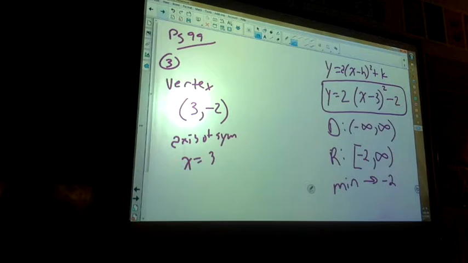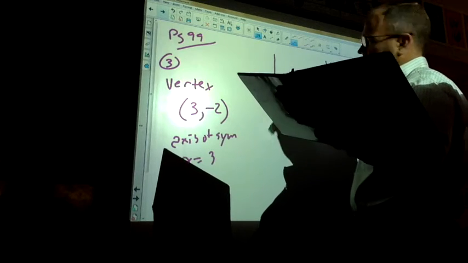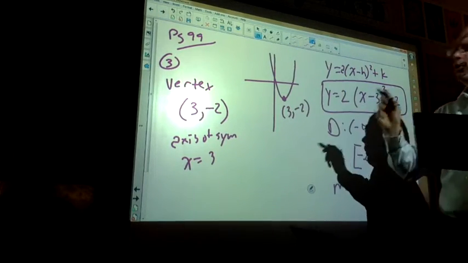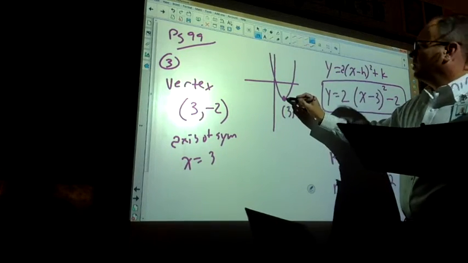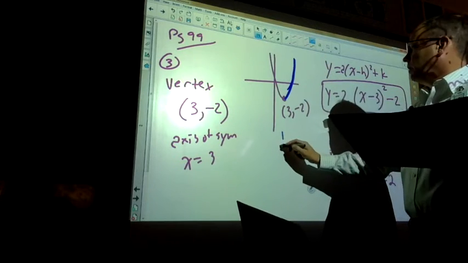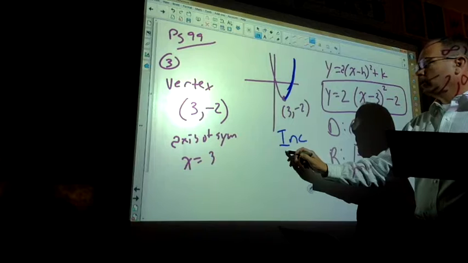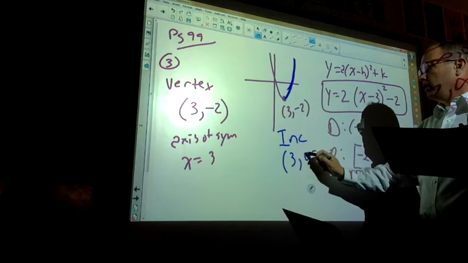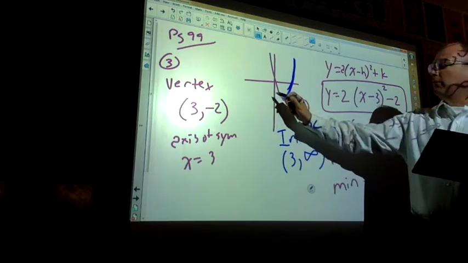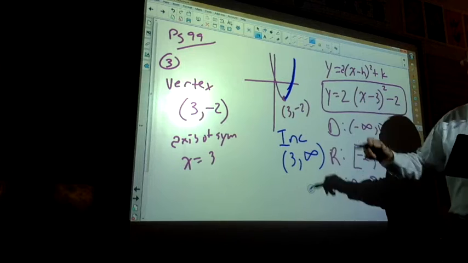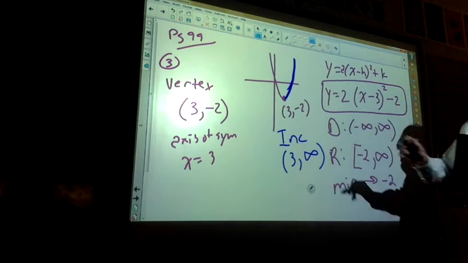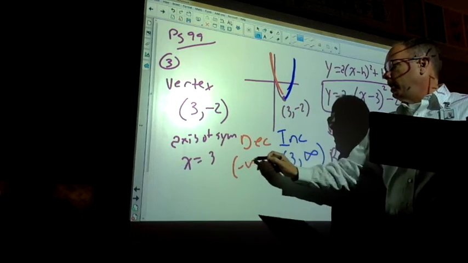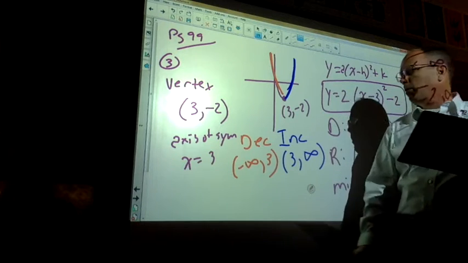Okay. The interval where it's increasing. So let me just draw a rough sketch of this up here. We know this point right here is (3, -2). So where does it appear the graph is increasing? Yeah, this right here is the whole increasing part. So it's increasing from, careful, 3. It's increasing from, look at the x component, to infinity. Why is this a rounded bracket? The reason is right here is a horizontal line, and a horizontal line is not increasing or decreasing. So it's increasing there. Where is it decreasing? It's decreasing right here. So it's decreasing from negative infinity in the x direction all the way to 3, and it's also a rounded bracket.